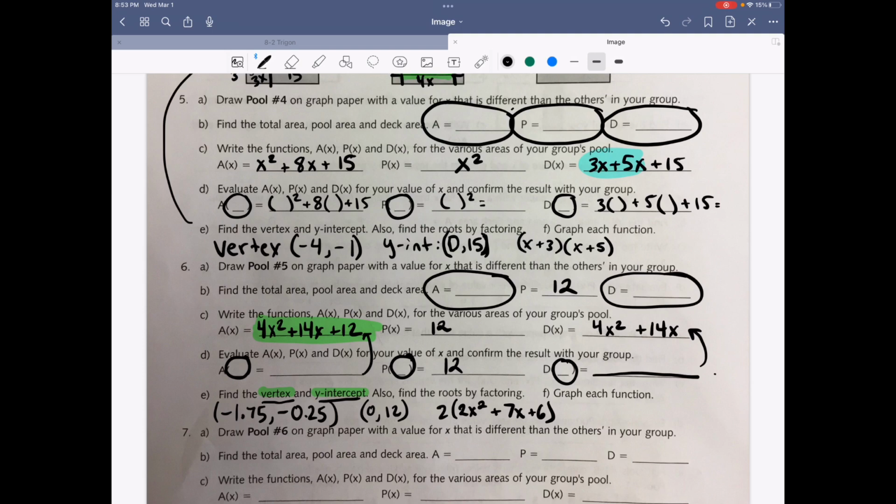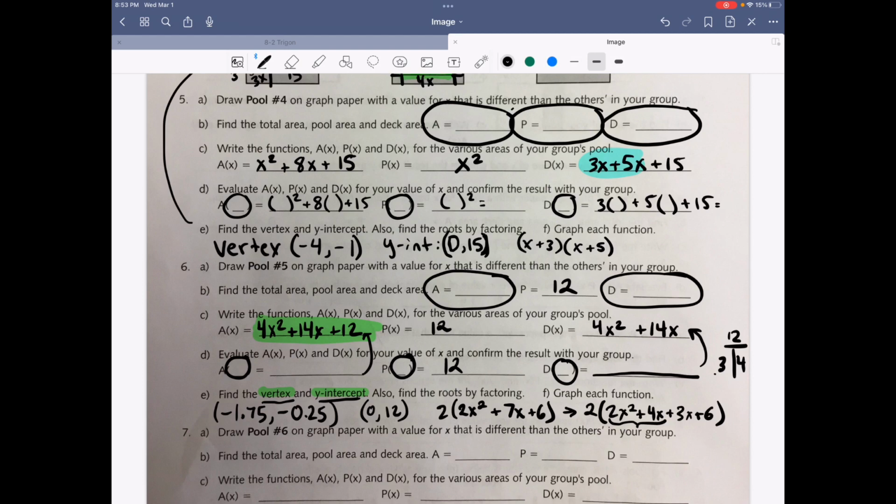Multiplying 2 and 6, I get 12. And factors of 12 that add up to 7 are 3 and 4. So I'm going to write this as grouping: 2 parentheses 2x squared plus 4x plus 3x plus 6. I'm going to group that.